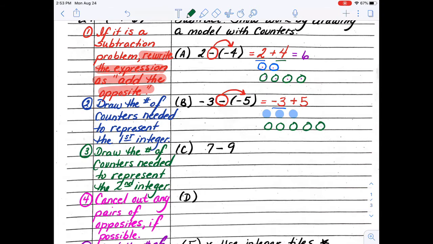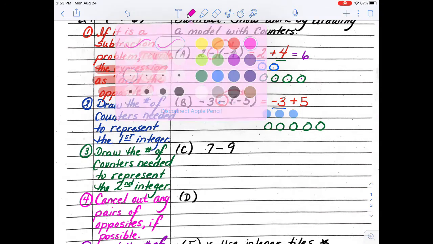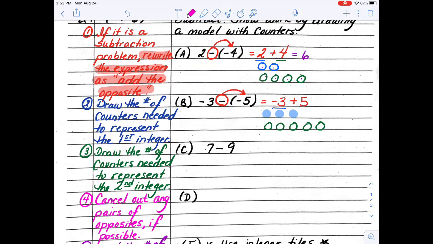Now what I'm looking for, since there's no other integers, is I'm looking to see those additive inverses, those opposites. Because opposites, when you add them together, turn to 0. So I'm going to cross those out because those are my 3 sets of opposites. The only thing I have left now are 2 counters, and they're both negative, so my answer is negative 2.